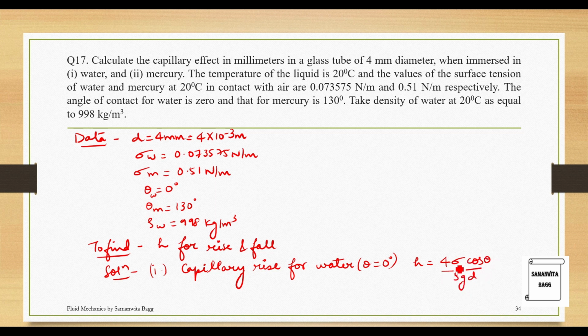Here the value of sigma for water is given. Theta we know is 0. Rho for water is 998. G is always 9.81. And diameter is 4 into 10 raised to minus 3 meter. So I think now you can solve. You'll get the value of H as 7.51 into 10 raised to minus 3 meters. So just substitute and you'll get the answer.